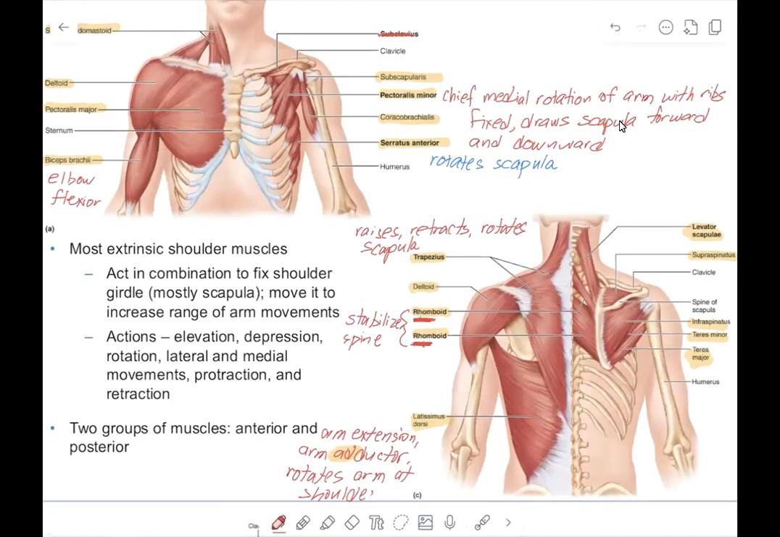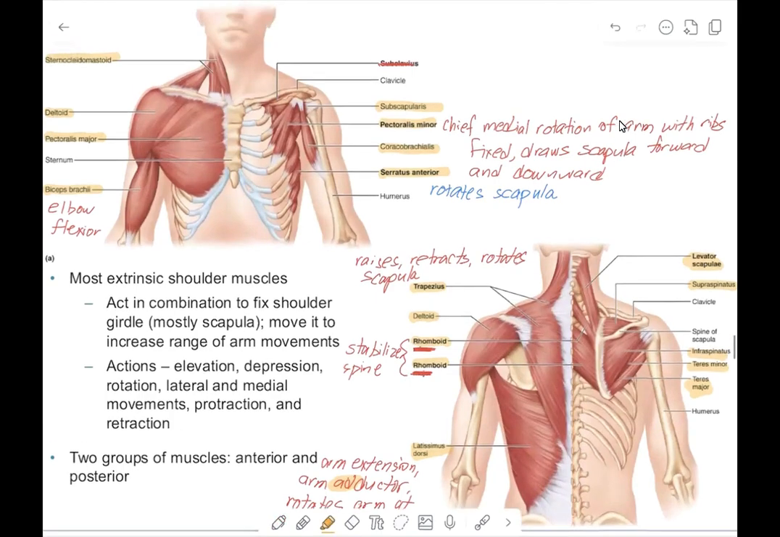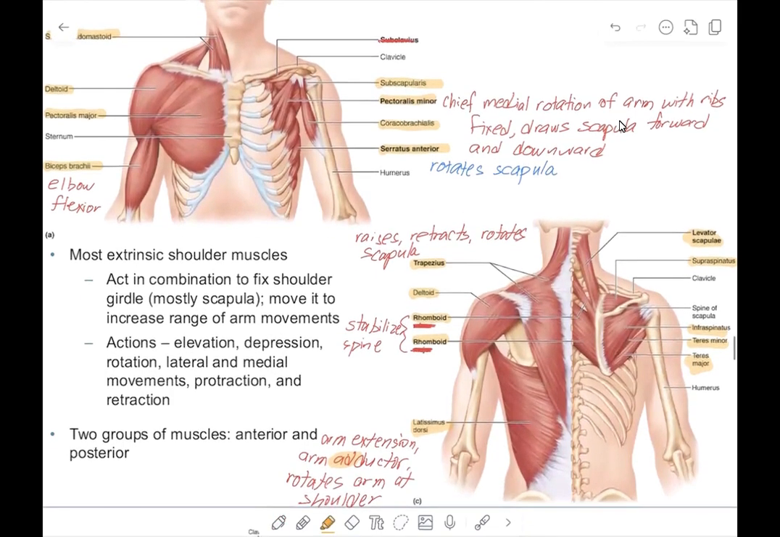So on this slide, we see definitely the extrinsic shoulder muscles. They act in combination to fix the shoulder girdle, mostly at the scapula. They move it to increase the range of motion. And the actions include all kinds of things from elevation, depression, rotation, lateral and medial movements, protraction, as well as retraction. And as you can see, there are anterior and posterior groups of muscles.